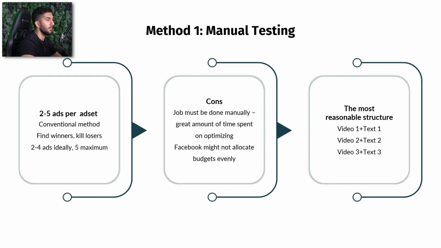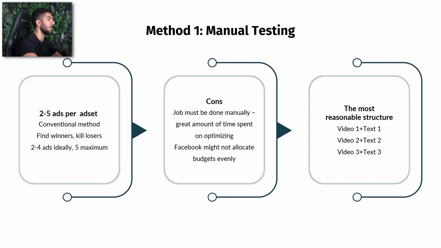Okay guys, so we have 2-3 methods that I will teach you in this video about how to test. The first method will be manual testing, which I usually use. So the first one will be 2 to 5 ads per ad set. Basically find the winners and lose the losers, 2-4 ads, ideally 5 maximum. Facebook doesn't give you the option to choose which ad is going to spend more. So if you put 2 to 4 ads or 5 maximum in one, Facebook is going to choose one of them and basically test them.